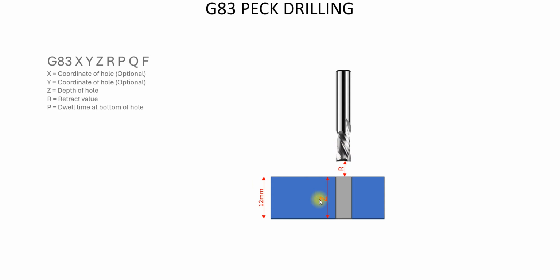P is dwell time, and that means if we are, as an example, 4 millimeters down in the hole, and we have chips coming out, you can add a dwell time in milliseconds. This means if I add a P100, the end mill will be in exactly that position on each peck for 1 second. And why do we do that?